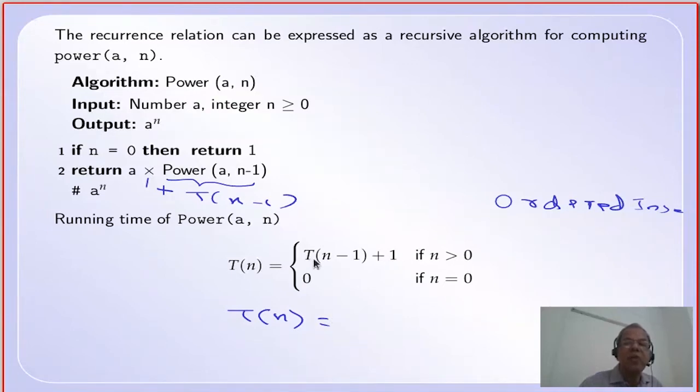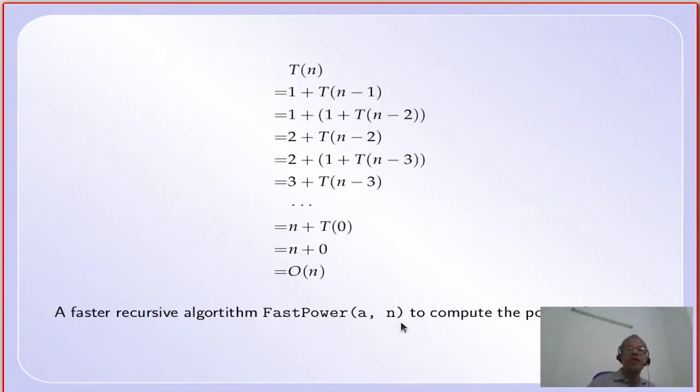1 plus T of n minus 1. 1 plus 1 plus T of n minus 2. 1 plus 1 plus 1 plus T of n minus 3. Can you guess it immediately? It's going to be n. It may be n plus 1 or n minus 1. In general, I will say order of n. Here is the solution by unrolling.